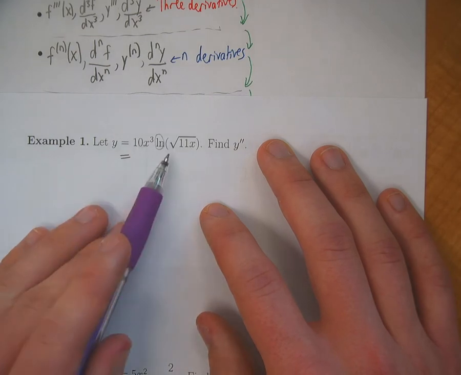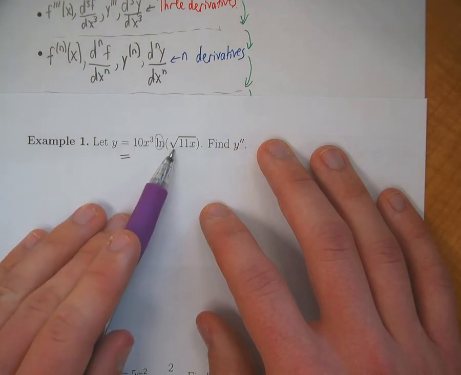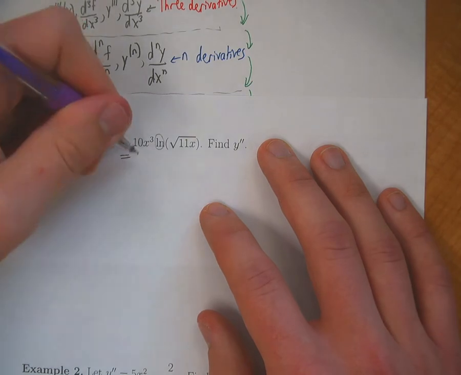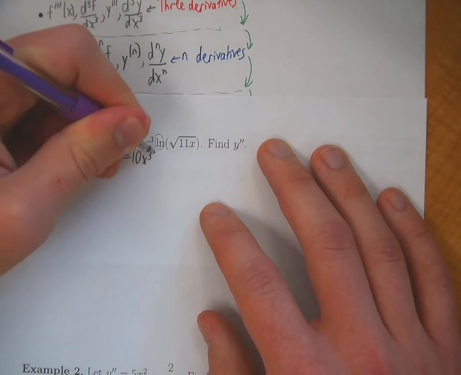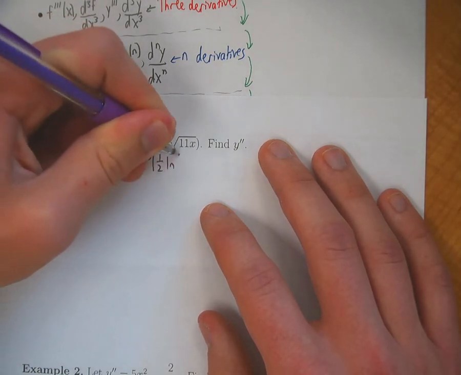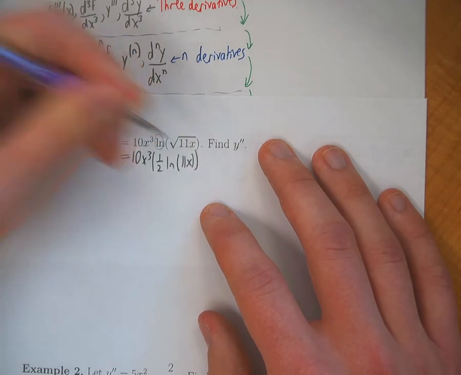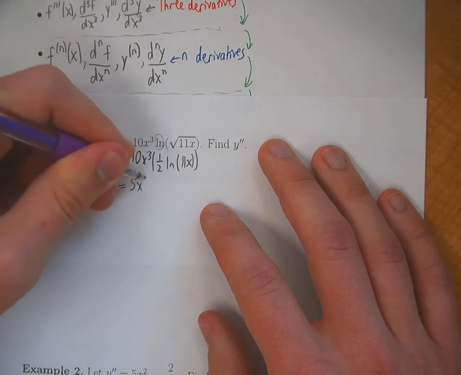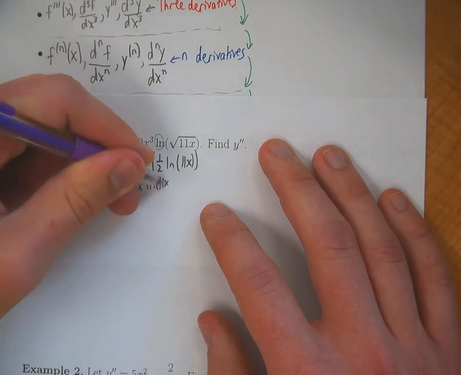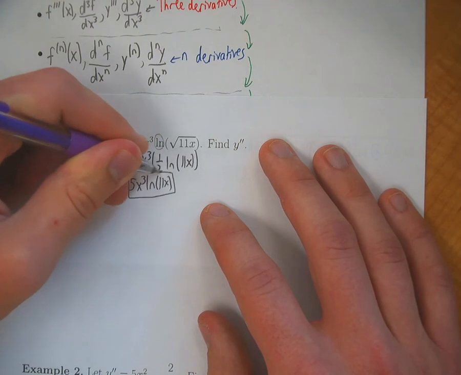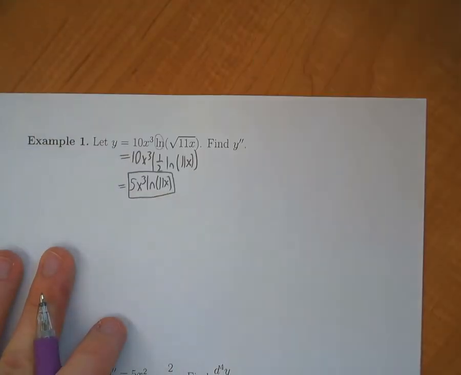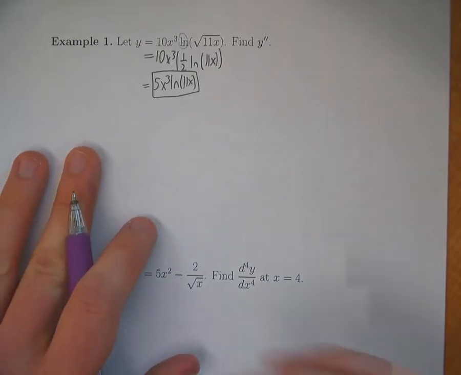So in this case, since we have a natural log and a square root in here, what do you think we can do with that square root? We can bring out the 1/2. Exactly. So we have 10x cubed times 1/2 times natural log of 11x, which is just the same thing as 5x cubed times natural log of 11x. So that'll help make our lives a little bit easier in this situation.